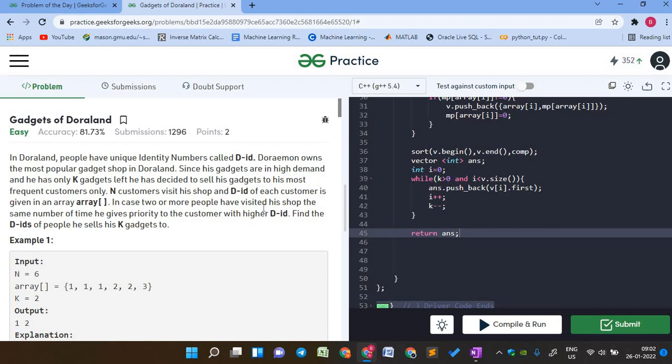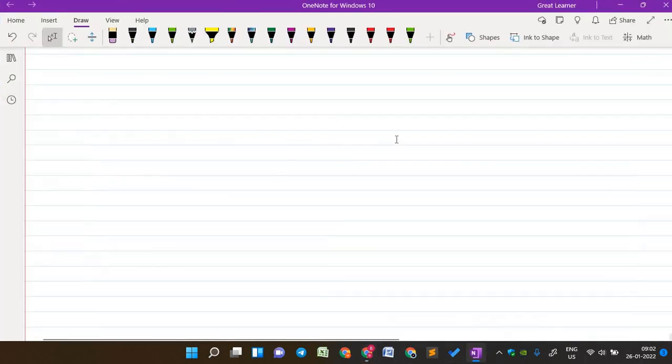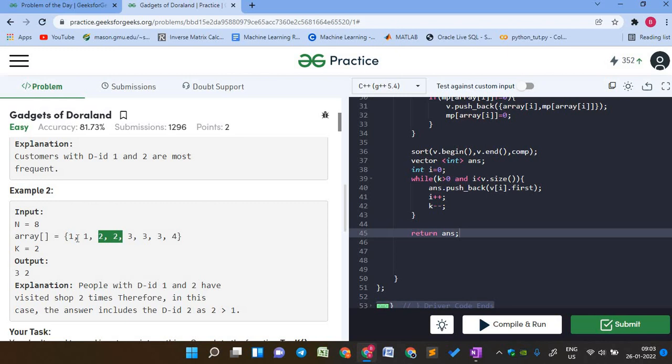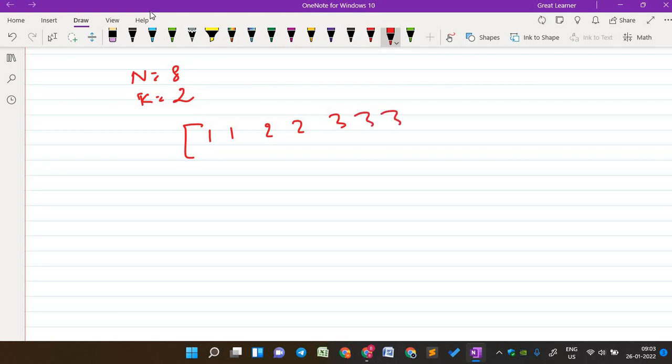So let's do this problem. Let's see the explanation and how to do it. Basically, this is a frequency type problem. Let's take an example: 8 2 and 1 1 2 2 3 3 3 and 4. So basically what we are given is N equal to 8 and K equal to 2, and the array is 1 1 2 2 3 3 3 and 4.